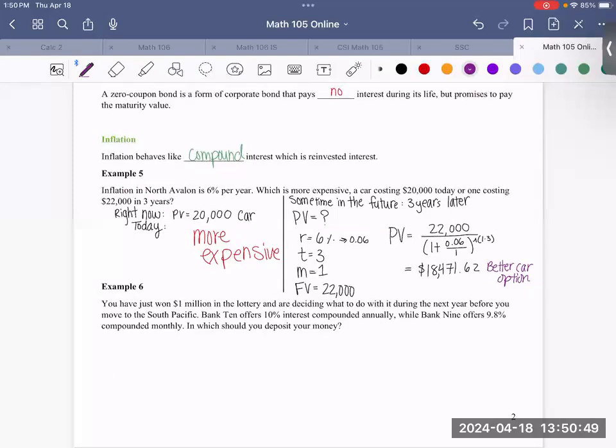It says you have just won $1 million in the lottery and are deciding what to do with it during the next year before you move to the South Pacific. Bank 10 offers 10% interest compounded annually, while Bank 9 offers 9.8% compounded monthly. In which should you deposit your money? Again, two things happening at once. I would pause the video and see if you can do it yourself.